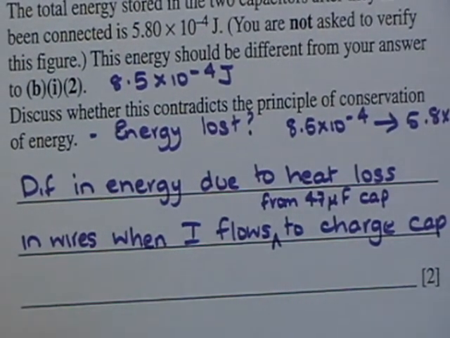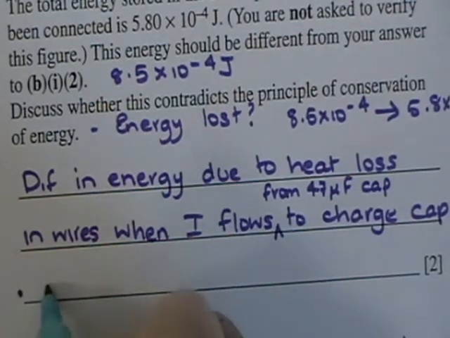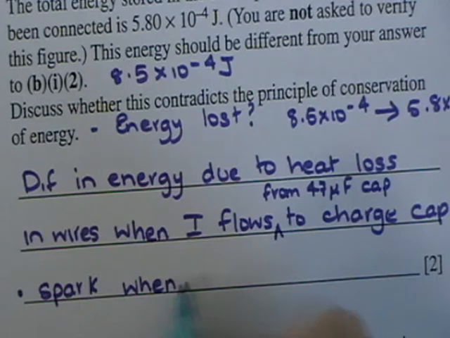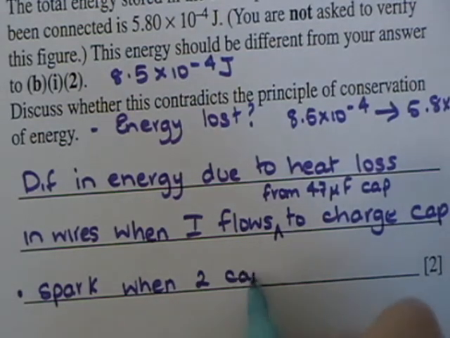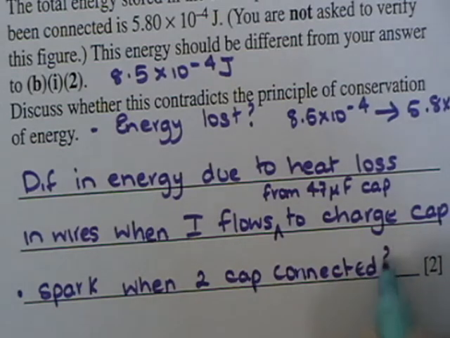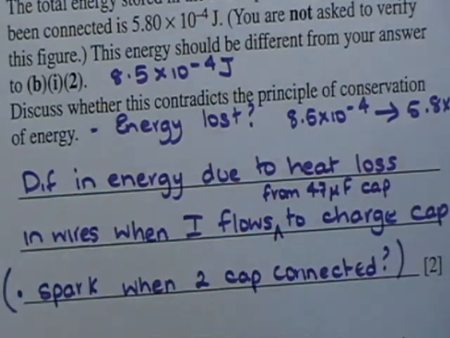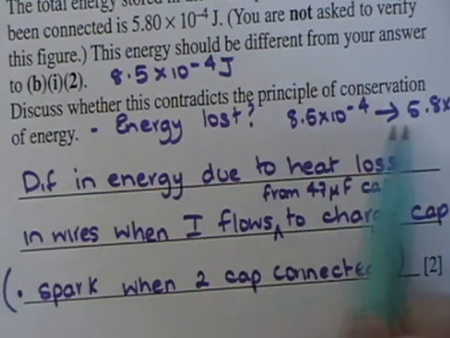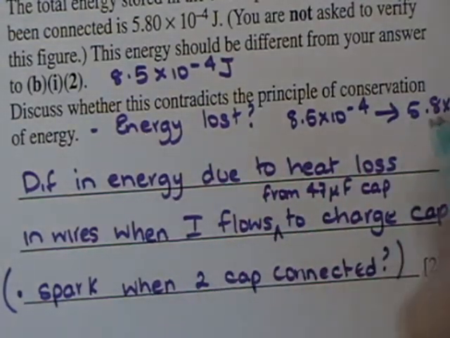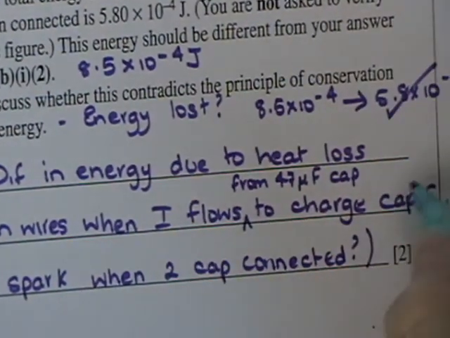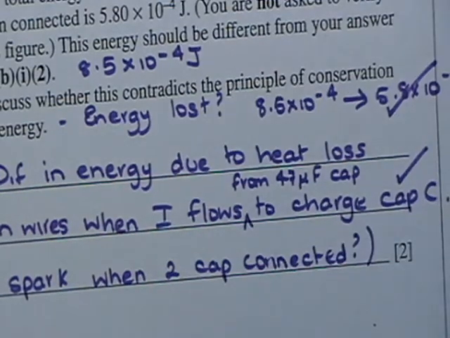Heat in the wires. They've also suggested here in the mark scheme that there could be a spark whenever there's a connection, when two capacitors are connected. And that is possible. So that's a second option. So something about energy being lost and suggesting these two values here will get you 1 mark, and then an explanation will get you your second mark.